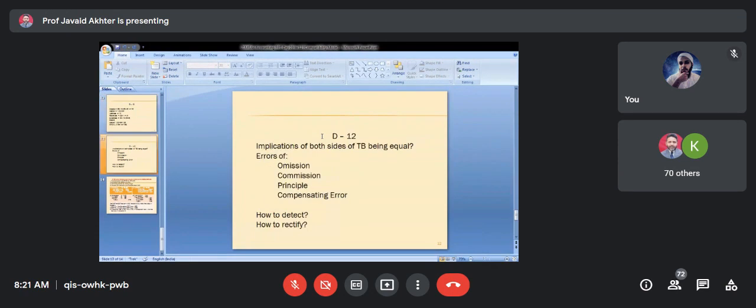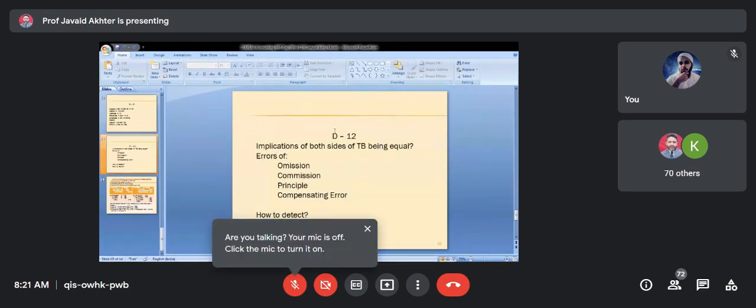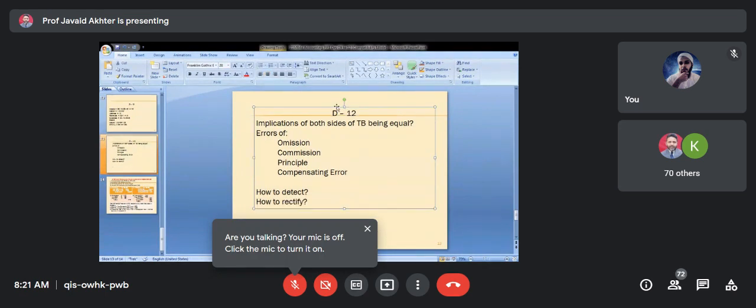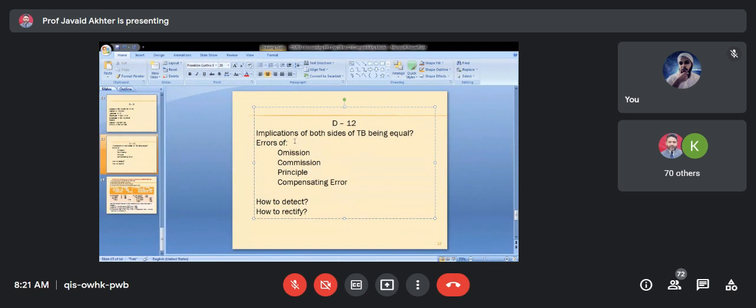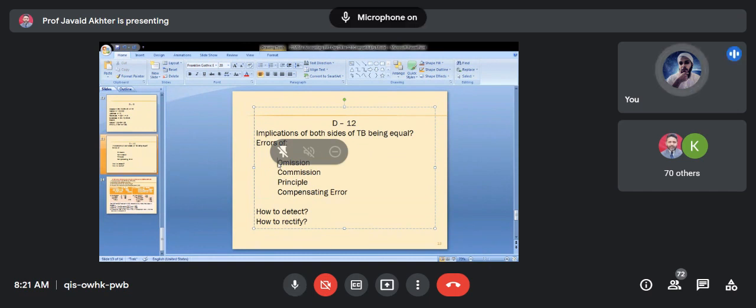Okay. Now, date 12, this too has been covered. Now, when yesterday I had explained to you, in case both sides of a trial balance are equal, we say that mathematically we have made no mistake. But from accounting point of view, there is a possibility of some errors. For example, one of the errors could be error of omission. You all know the meaning of word omission.